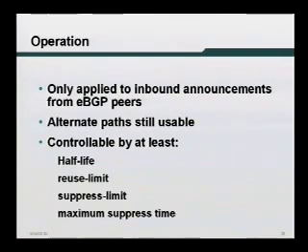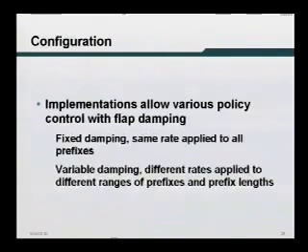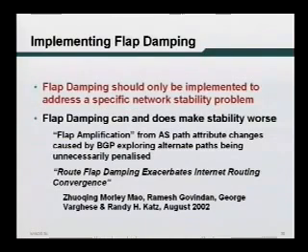Flap damping can be controlled. Again, all the implementations let you control the half-life, the reuse limit, the suppress limit, and the maximum suppress time. So you can set any of these values to what you think is appropriate for your network. They allow various policy control with the flap damping. Apart from those values that I was talking about, you can use variable damping. So you can apply different damping to different prefixes, or prefixes that have been learned by different paths and so forth. So it's a pretty powerful configuration tool that you've got here.